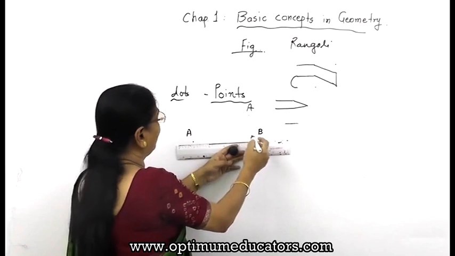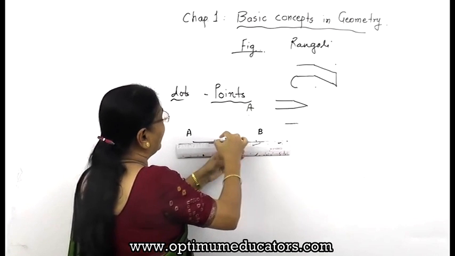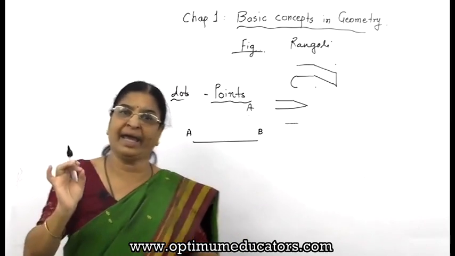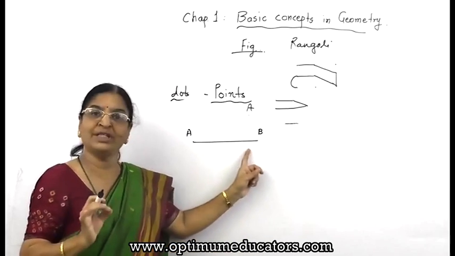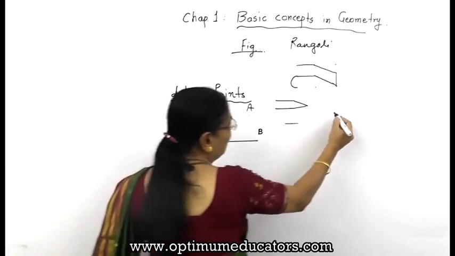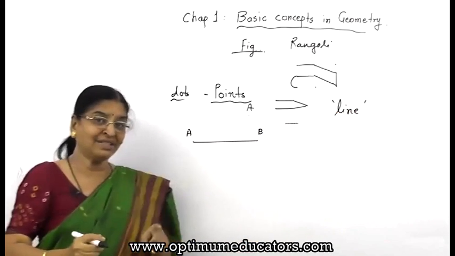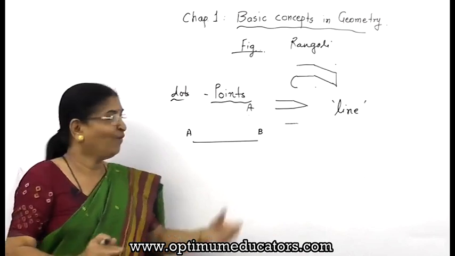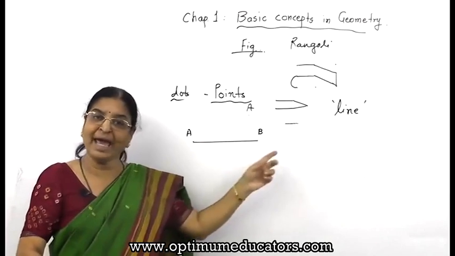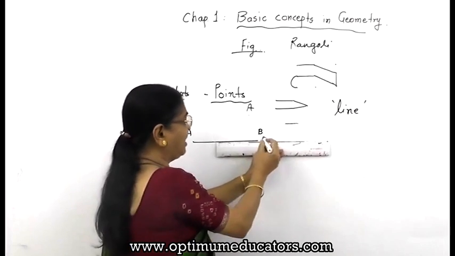Then I can join with a scale, put along with the 2 dots, and then I will say I have joined all the points between A and B. So, what is this? Simply you will say it is a line. Okay? So, when I say it's a line, I must say mathematically, what do you mean by a line? See, I have joined only A and B with my scale, but can I extend it?